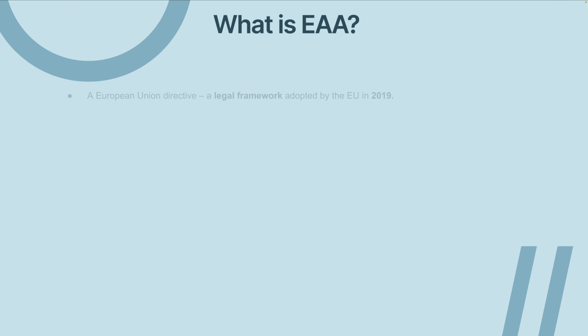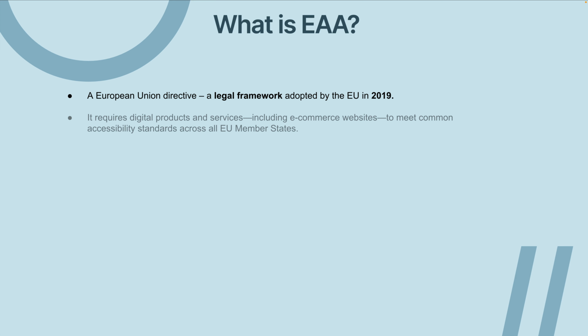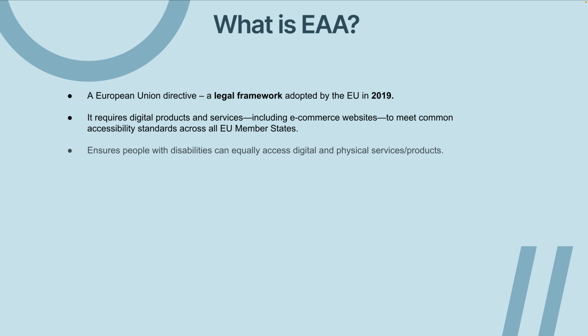So what is EAA? Well, EAA is a European Union directive, which is a legal framework adopted by EU in 2019. What it requires is basically, it requires the digital products and services to meet common accessibility standards across all EU member states. And it ensures that people with disabilities can equally access your websites and also the digital and physical services and products.